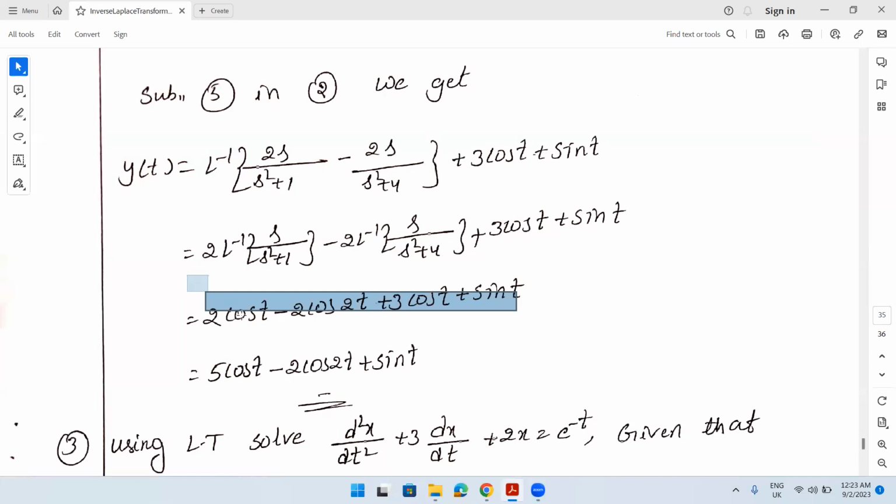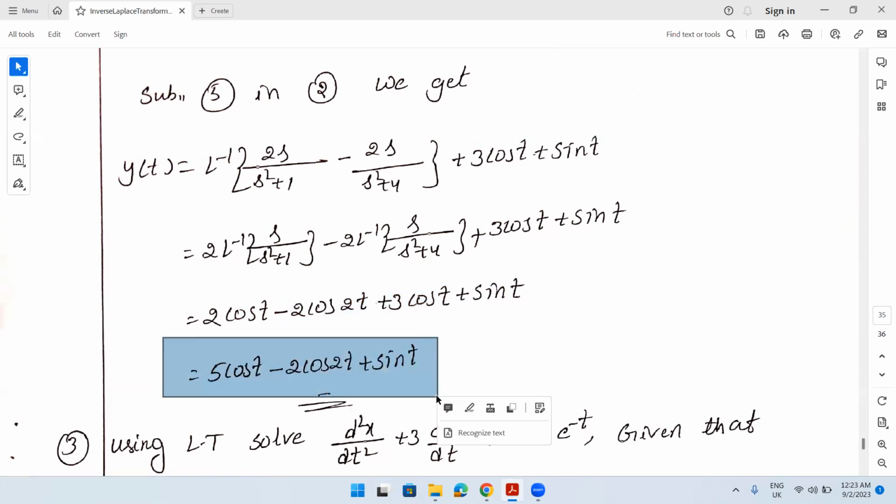So 2 cos t plus 3 cos t is 5 cos t, minus 2 cos 2t, and sin t as it is. So y equals 5 cos t minus 2 cos 2t plus sin t. This is the final answer, the particular solution directly.